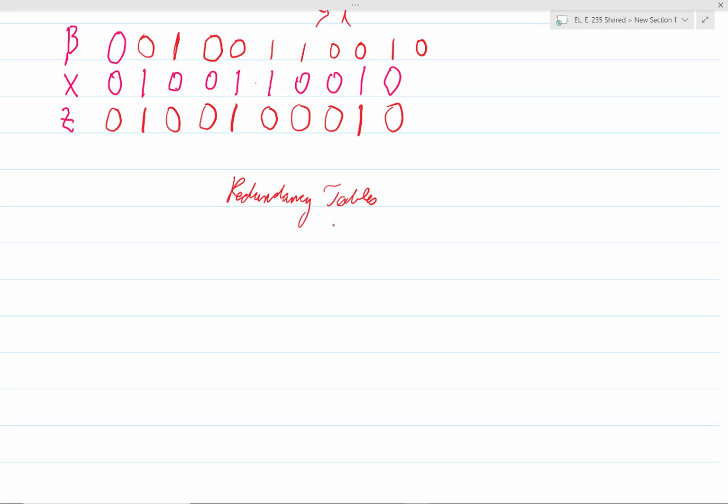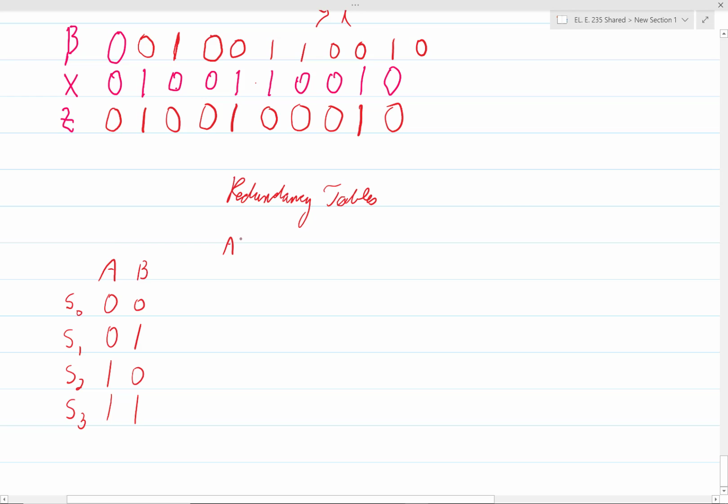Okay, so let's remember exactly what we had. Okay, we had A and B, 0, 0, 0, 1, 1, 0, 1, 1, and this was S0, this was S1, S2, S3, and now let's say A plus, B plus, for x equals 0 and x equals 1, and then z for x equals 0 and x equals 1.